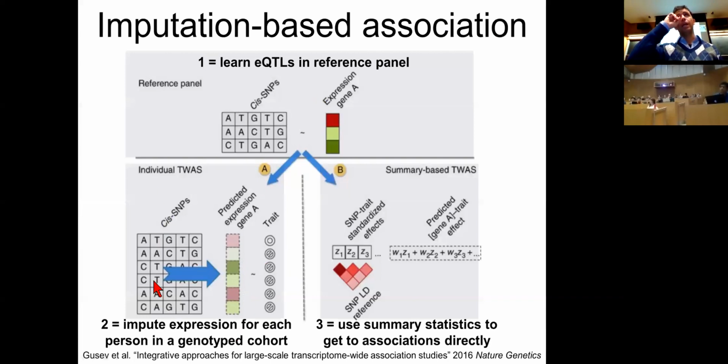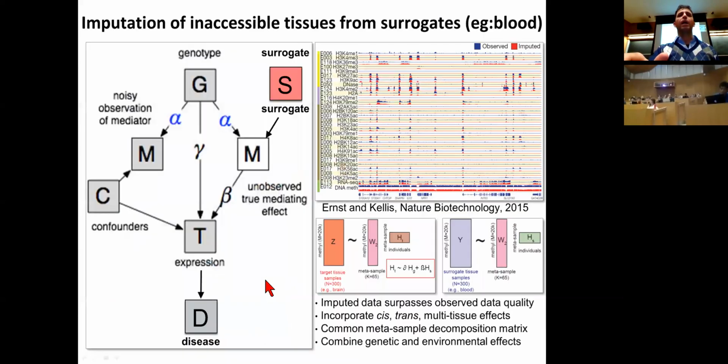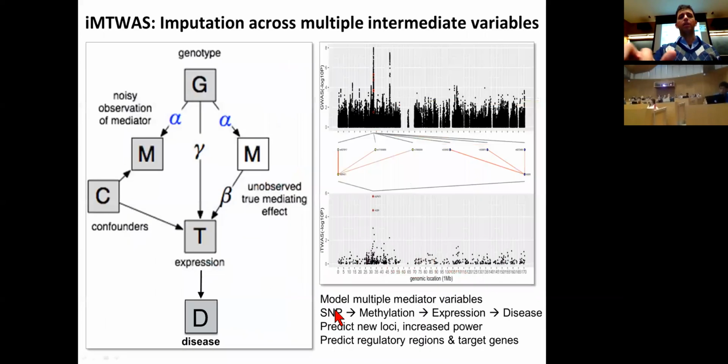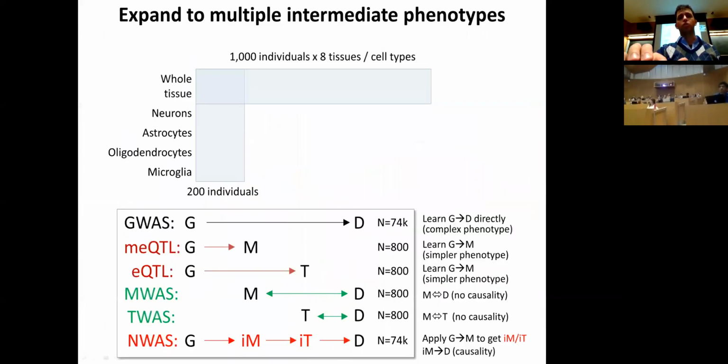Who's with me 100% on the A part of this graph? Awesome, great. That's exactly what I described as IM was, and the equivalent of IT was imputed transcriptome-wide association.